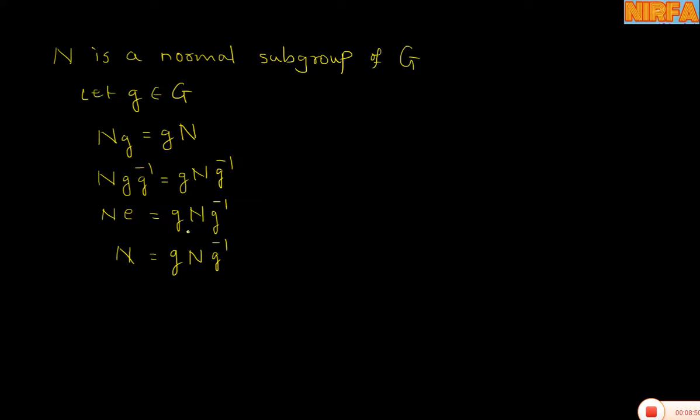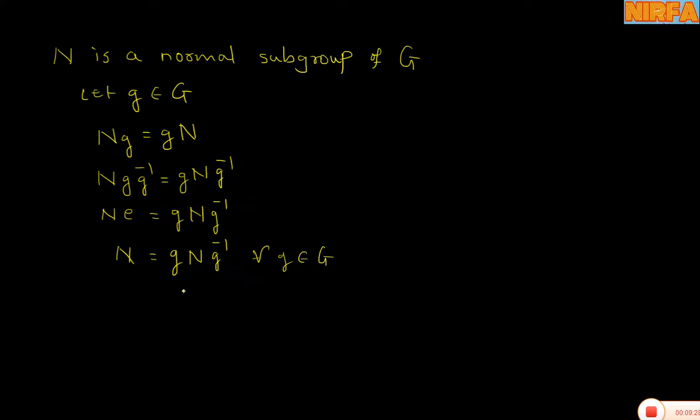So we may define that if N is a subgroup of G such that it satisfies this condition, N is equal to g N g inverse for all g belonging to G, then this subgroup N is called a normal subgroup of G. So we get another definition of normal subgroup. A subgroup N of G which satisfies N is equal to g N g inverse for all g belonging to G, then this N is called a normal subgroup of G.